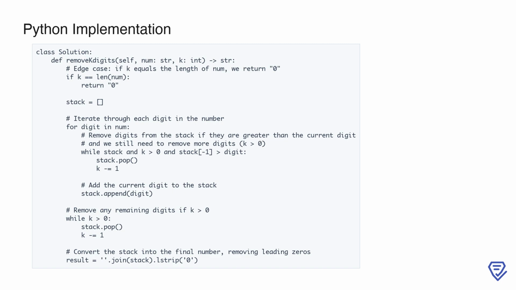The main logic involves iterating through each digit in the input string. At each step, we check if the stack is non-empty, if there are still digits left to remove, and if the top digit in the stack is greater than the current digit. If all these conditions are true, we remove the top digit from the stack and decrement k by 1. This ensures that we are removing larger digits to make the resulting number smaller. After this check, we add the current digit to the stack, building the number incrementally. Finally, if we haven't removed enough digits after the loop, we pop additional digits from the stack until k becomes 0. This ensures that the total number of digits removed matches the input k value.